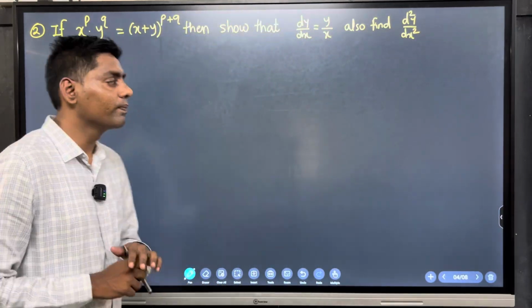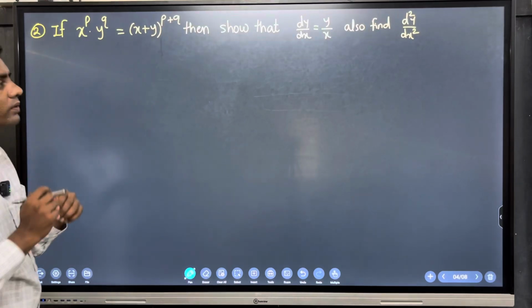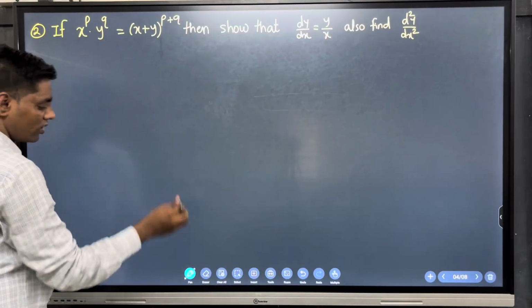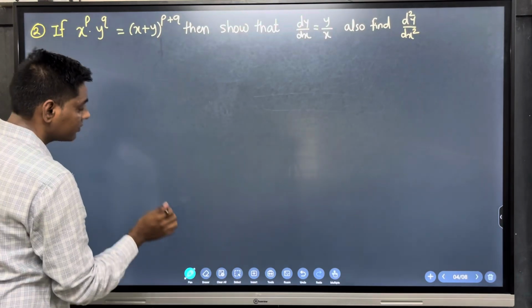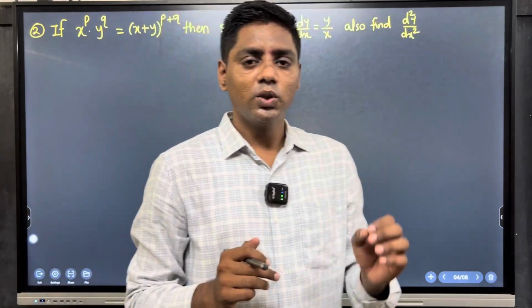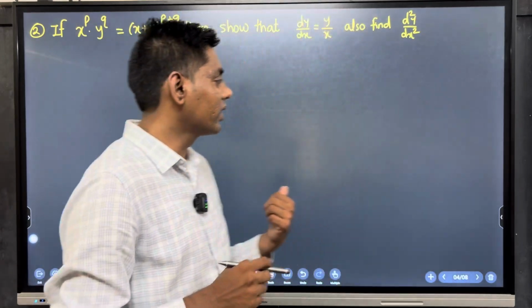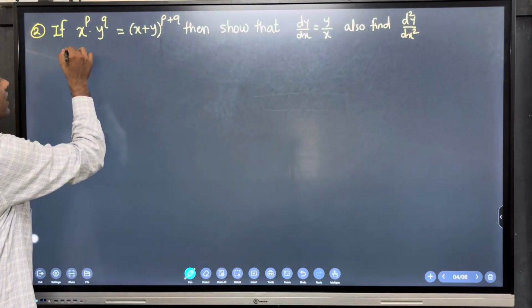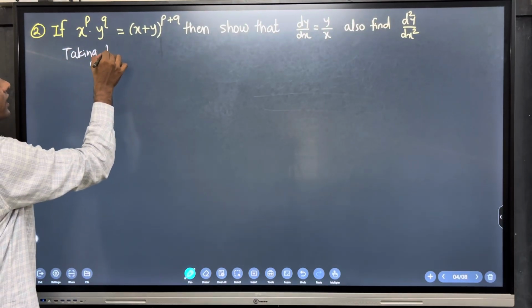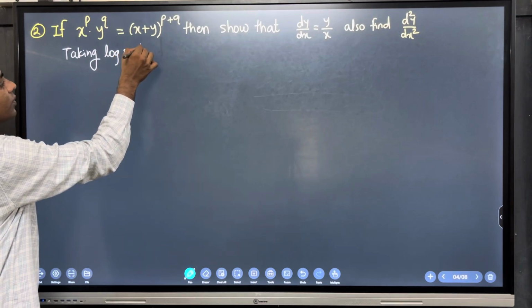Second I will solve. Okay, again the question, this question has to be solved in a similar way. So here the constants are p and q, and in the previous similar question the constants were m and n. Here we have to solve with the constants p and q. So again taking similar approach, taking log on both sides.